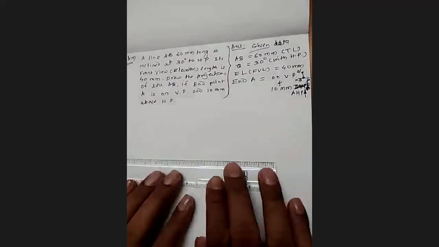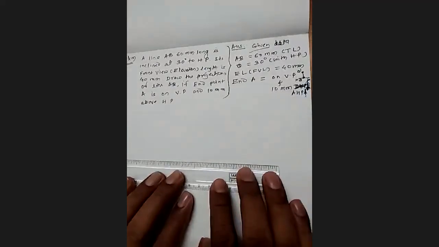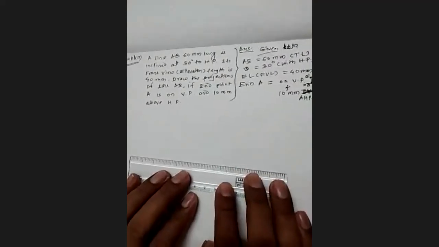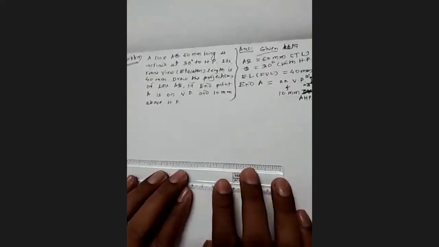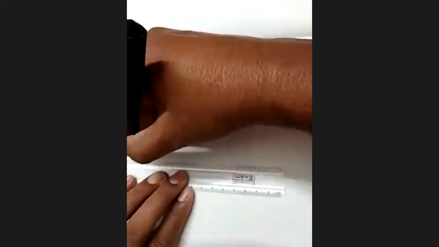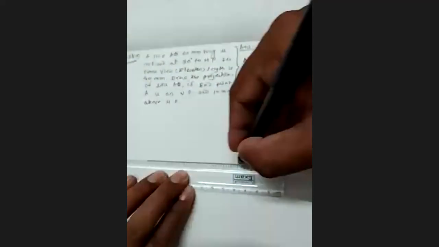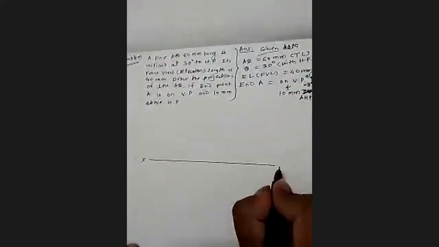Now, as usual, as I said, you start with drawing the XY line first. If possible, each one of you can draw this line. Okay, I will name this line the XY line, and this is nothing but the reference line where the horizontal plane and the vertical plane meet each other.